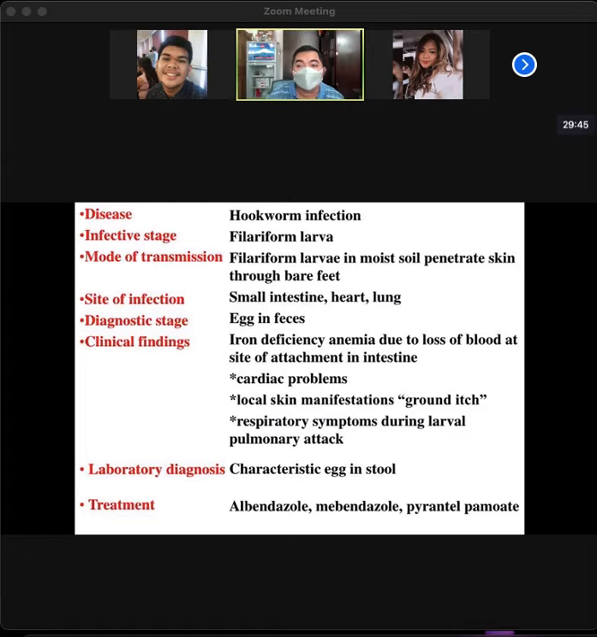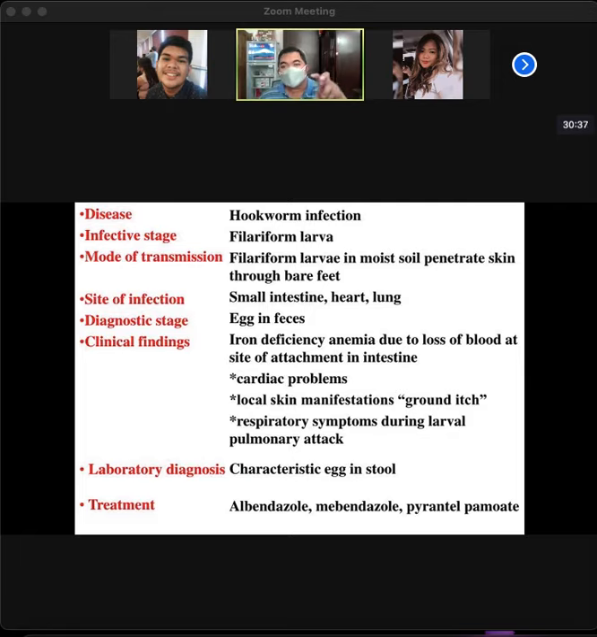This is common in farmers, and in areas where individuals are fond of removing their shoes. They go to areas where there is usually a high risk of transmission of hookworm infection. What is important here, aside from the infective stage, is the diagnostic stage, which is the egg.